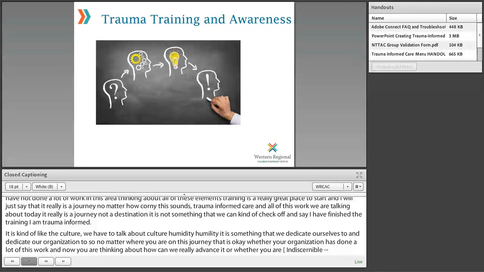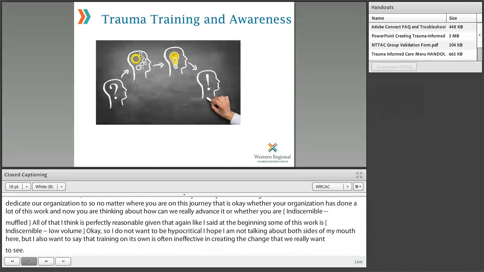So I don't want to be hypocritical. I hope I'm not talking out of both sides of my mouth here, but I also want to say that training on its own is often ineffective in creating the change that we really want to see. And so training that can be most effective, and we'll talk a little bit more about this, is coupled with thoughtful organizational change and leadership involvement, really to make sure implementation works, to make sure that that knowledge is translated into practice.